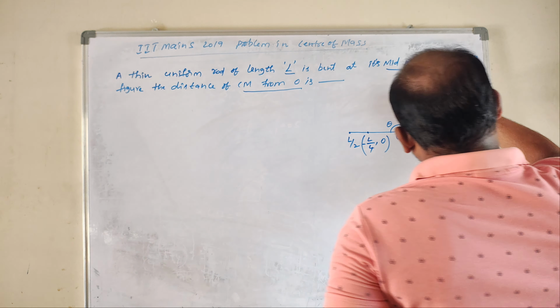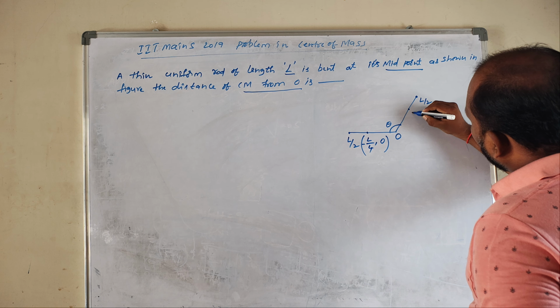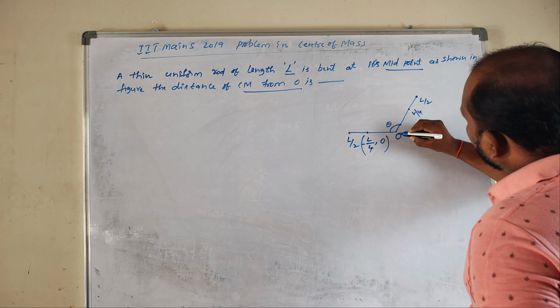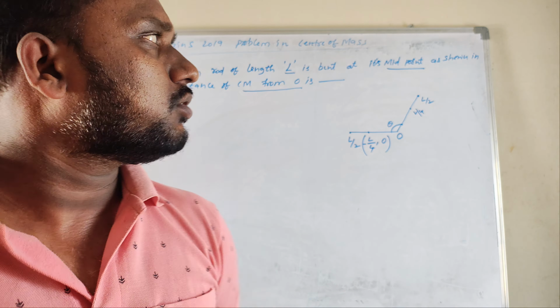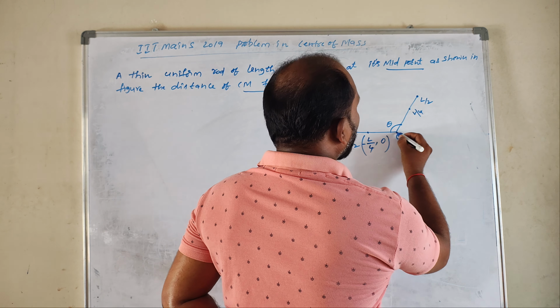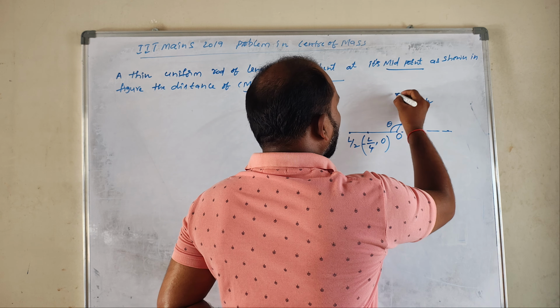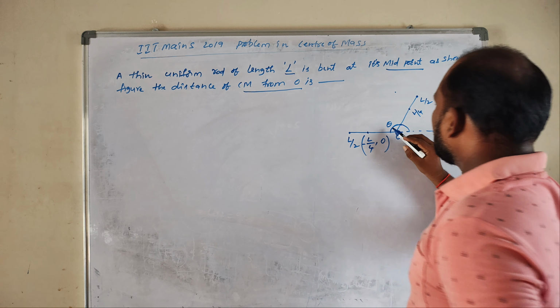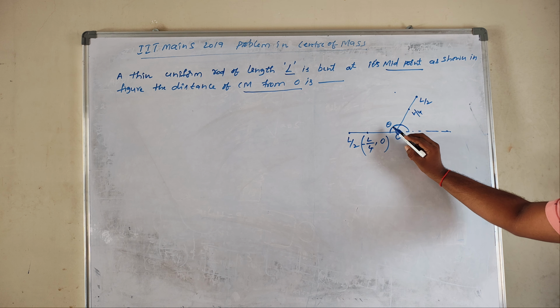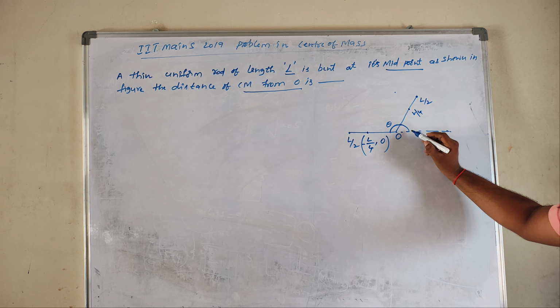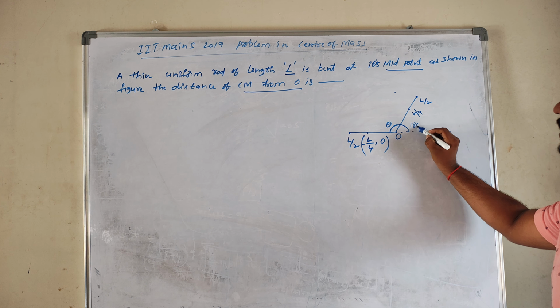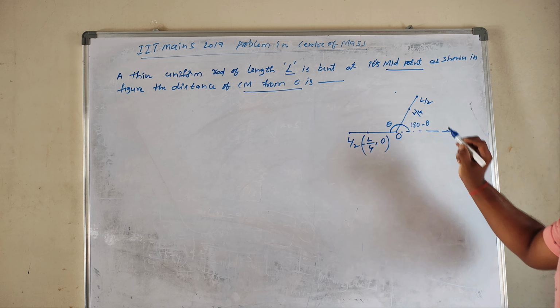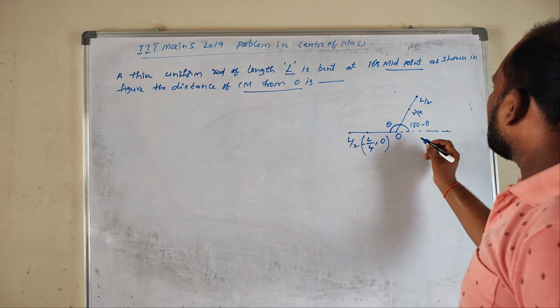And this point is also L by 4. But the problem is that this part makes an angle theta with the first half of the rod. That is why we have to break this down into components. So we draw a line here. This is theta, so the other angle is 180 minus theta. Now we have to make the component resolution.